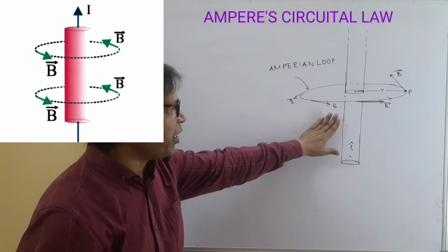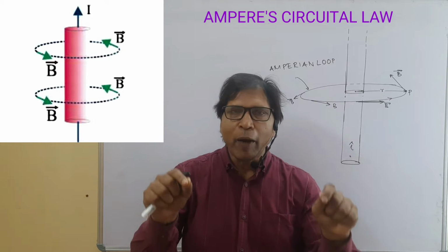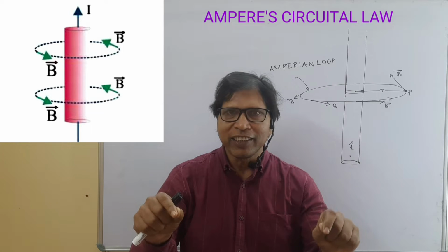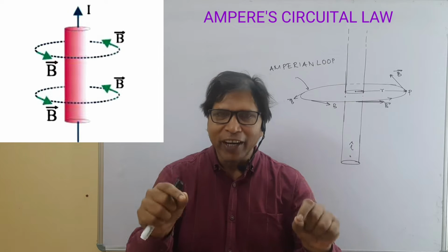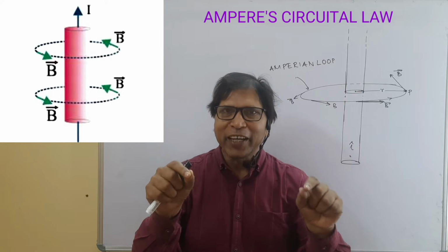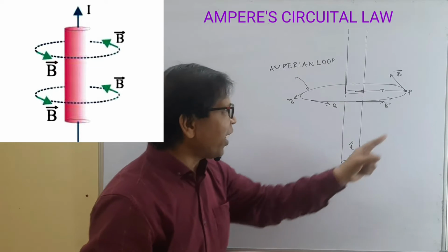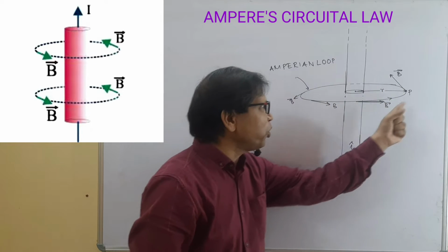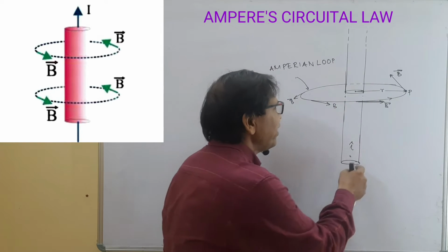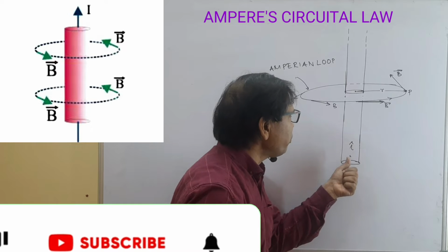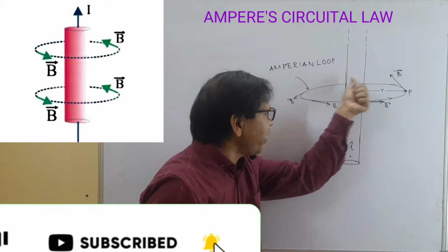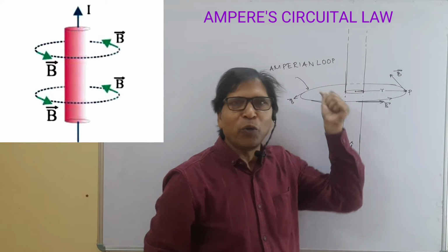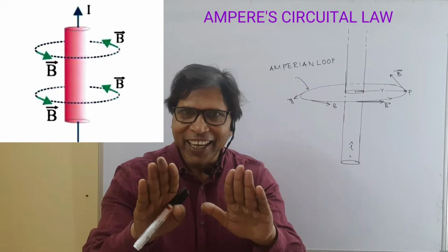First of all, the statement. The line integral of magnetic field in a closed loop is mu naught times the current enclosed by the loop. Look at this. This is a closed loop. Here, this is a conductor. Current passes through it is I. So the current enclosed by the loop is I.